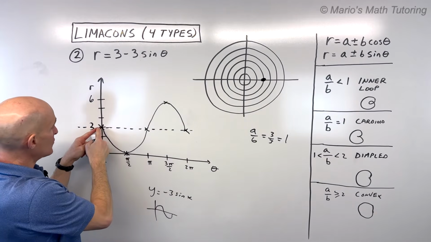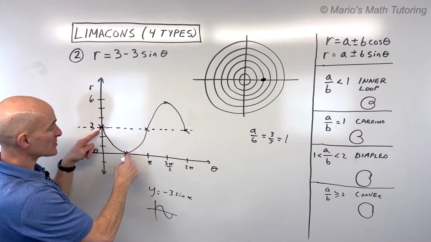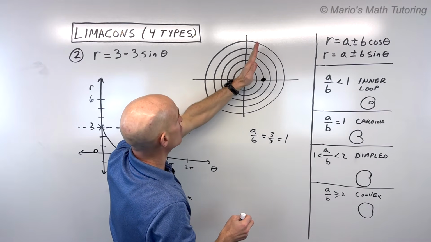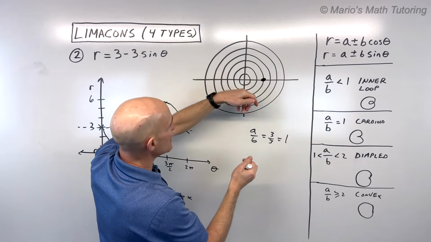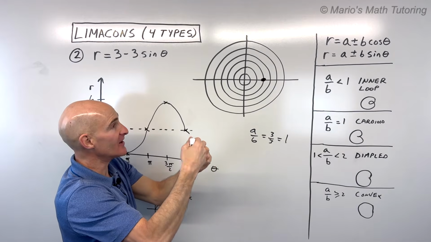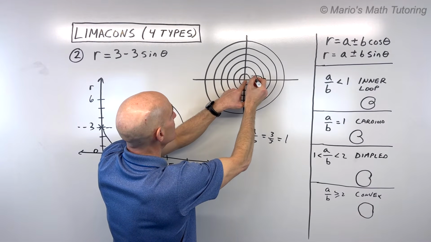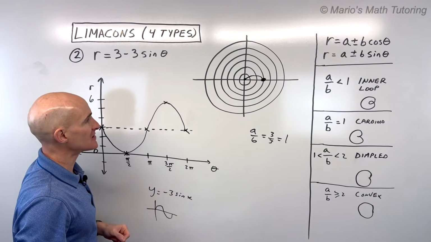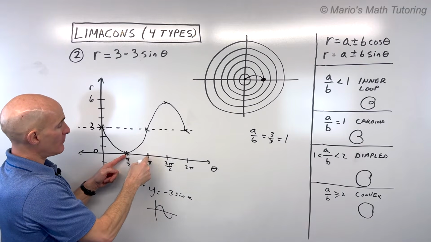Now as we make our way to pi over 2, you can see the r value is getting smaller, smaller, smaller until it goes to 0. What that means is as I rotate towards 90 degrees, pi over 2, the r value is getting smaller. It's basically like you're reeling it in, like with a fishing rod or a magnet. It's pulling it in towards the pole or the origin. That's r is 0.